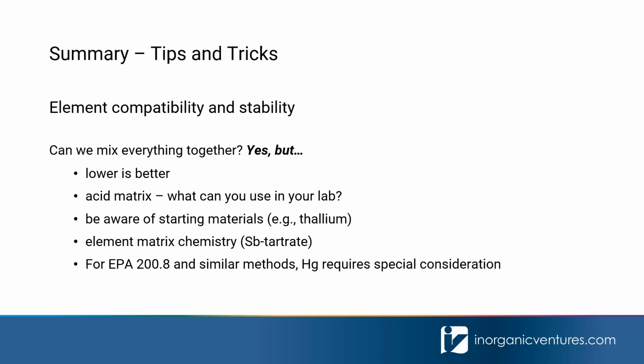You want to consider what you can use in your lab. If you cannot use HF, that's okay. There's a number of different approaches that will allow you to obtain fantastic results. Be aware of the starting materials. What is the source for the metal in solution? And the element matrix chemistry that we already discussed. For EPA 200.8 and similar methods, we're just going to reiterate that mercury tends to be the element that gives you the most headache.